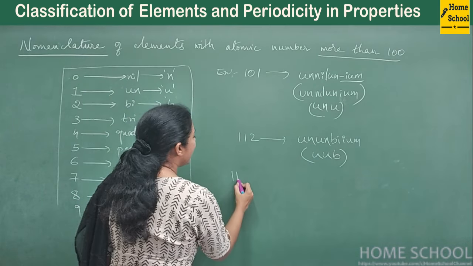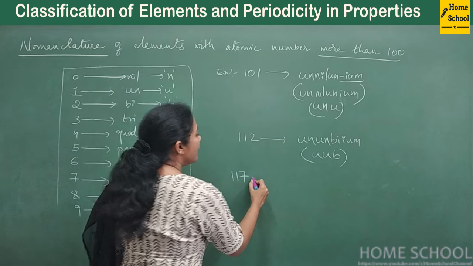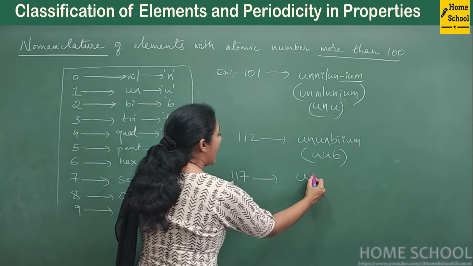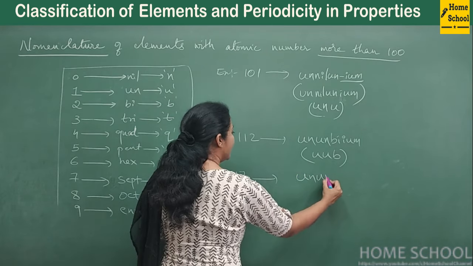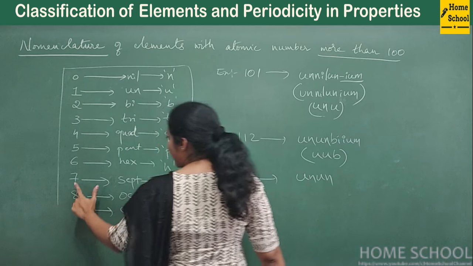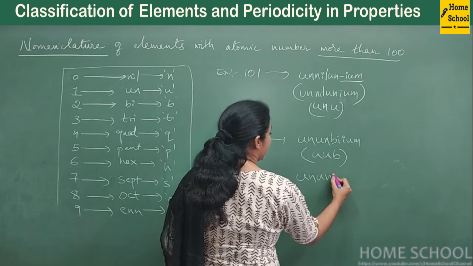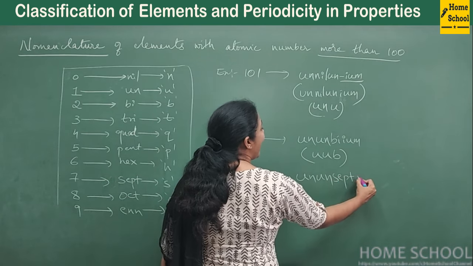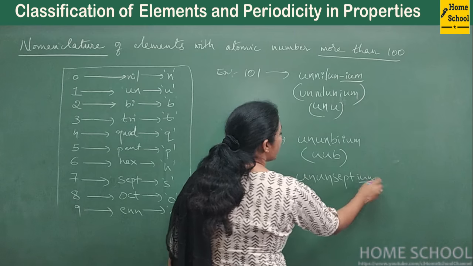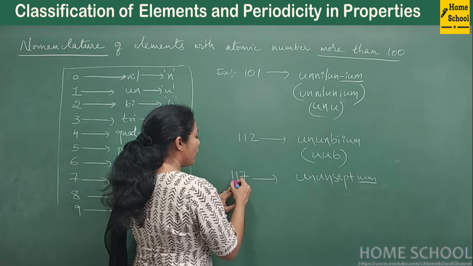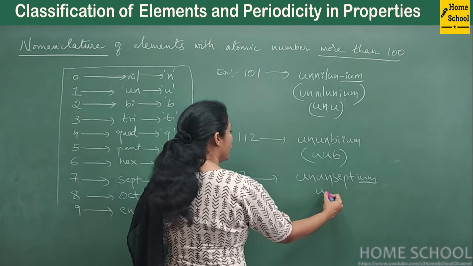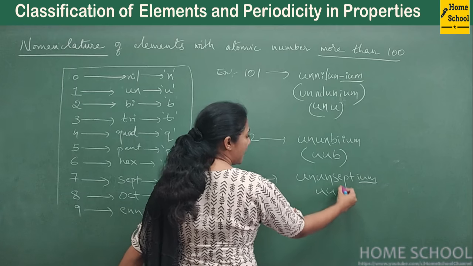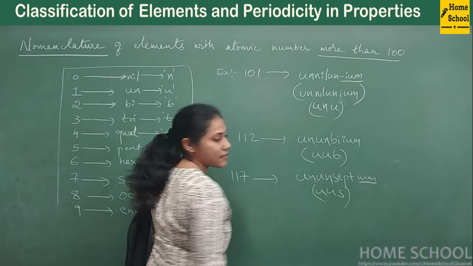For example, 117 is there, right? So how do you write? Un, un. Okay, for 7, what will you use? Sept. Sept, I-U-M. You should not forget the ending, I-U-M must come. So what is its symbol? Sept means s. U, U, S.